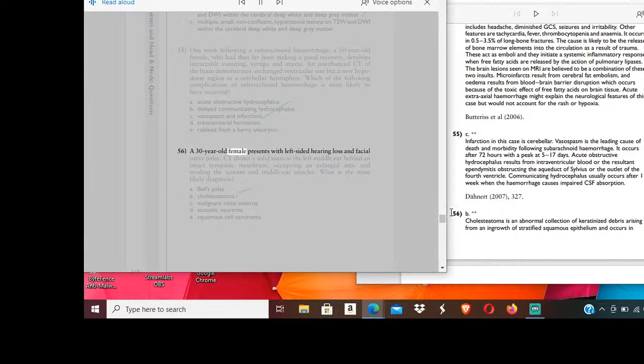56. A 30-year-old female presents with left-sided hearing loss and facial nerve palsy. CT shows a solid mass in the left middle ear behind an intact tympanic membrane, occupying an enlarged attic and eroding the scutum and middle ear ossicles. What is the most likely diagnosis?